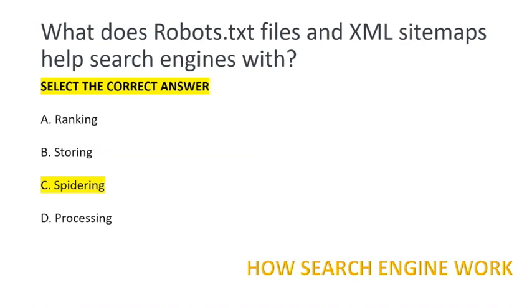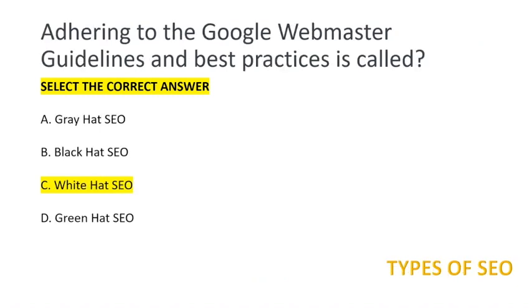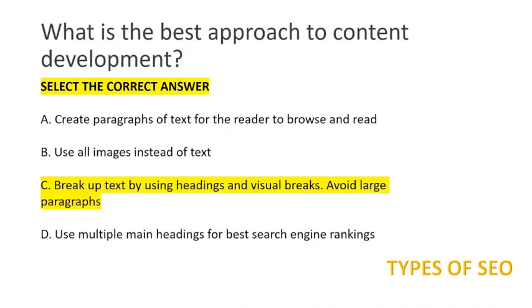What do robots.txt files and XML sitemaps help search engines with? C. Spidering. Adhering to the Google Webmaster Guidelines and best practices is called C. White Hat SEO. What is the best approach to content development? C. Break up text by using headings and visual breaks.